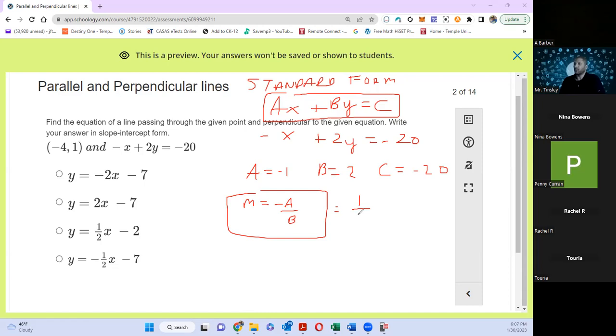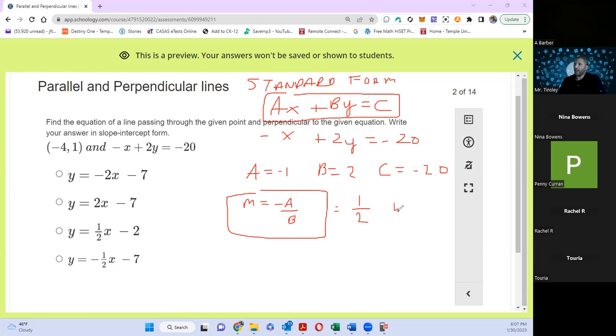Minus 2. What's B? B is 2. So the slope of this line is what? 1 over 2. Okay, so that's the first thing.